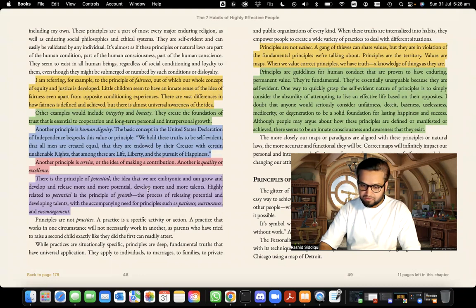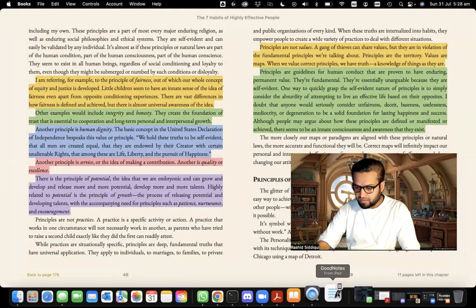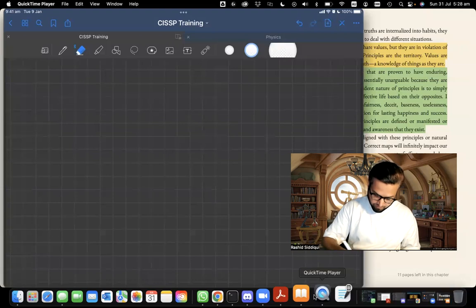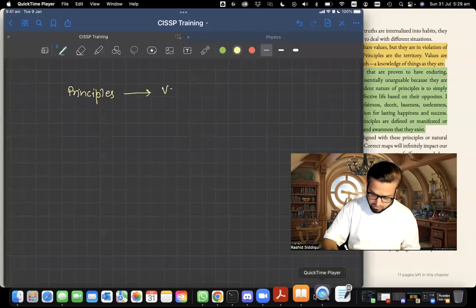So the way principles are there for our life, and there is a value system which we derive, there is a similar equivalence, I will say, between the principles of information security and the information security policies we derive in a corporate organization. So if I may write here, we have principles, and this gives rise to a value system.